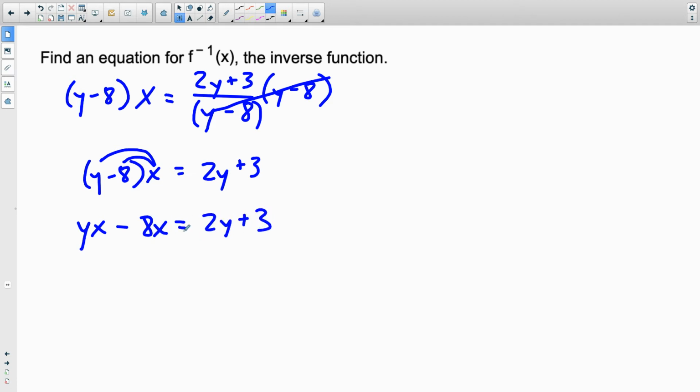Now I've got no more fraction. That's a victory. What do we say? We want to get y by itself. So let's put the y terms together on one side. Let's move this 2y over here, and at the same time, let's take this minus 8x and move it over. So I'm going to add 8x to both sides, and I'm going to subtract 2y from both sides at the same time. So this becomes yx minus 2y on the left, and I'm adding the 8x on the right. So I end up with 3 plus 8x, like so.